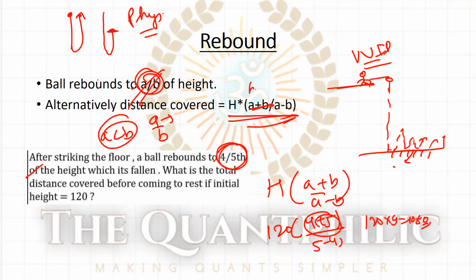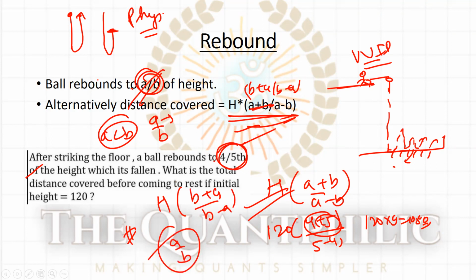So the formula needs to be changed. This will be (b plus a) upon (b minus a), okay. Anyway, you want the answer in negative, that's obvious as well, okay. So this must work. So basically it is (b plus a) upon (b minus a). Bowl side covering is a by b.